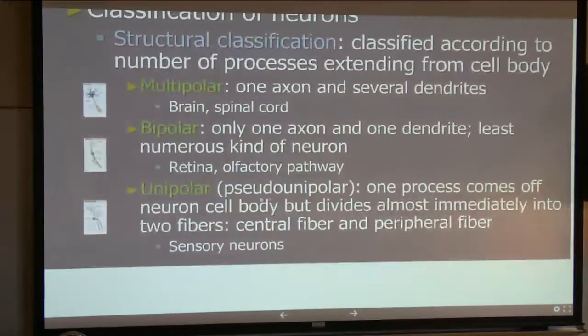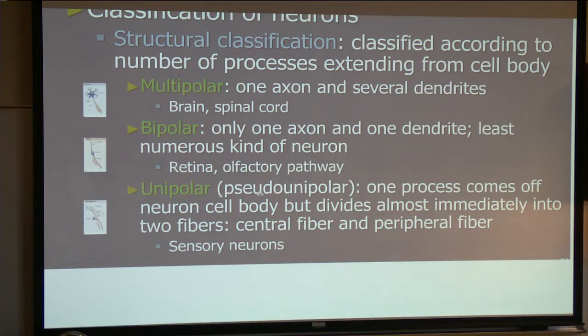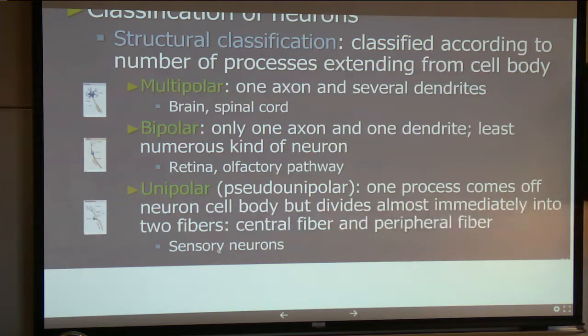Next up, we have unipolar. Pseudo-unipolar sometimes is used, so falsely appearing. It falsely appears like there's more than 1 pole, but it is indeed unipolar. This is what we see with all of our sensory neurons, so all the ones carrying information towards the brain or towards the spinal cord. We see that there can only be 1 extension, 1 process from that cell body. It can branch, but there's only 1.